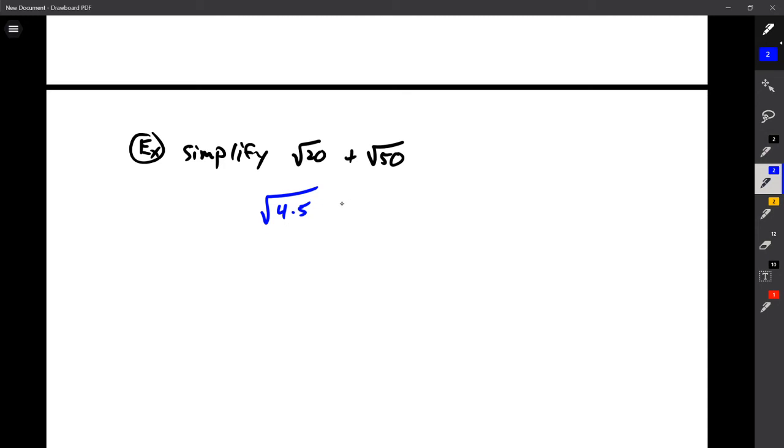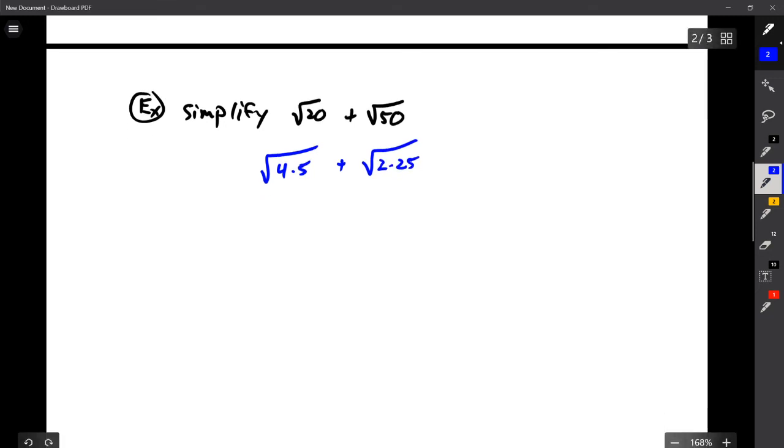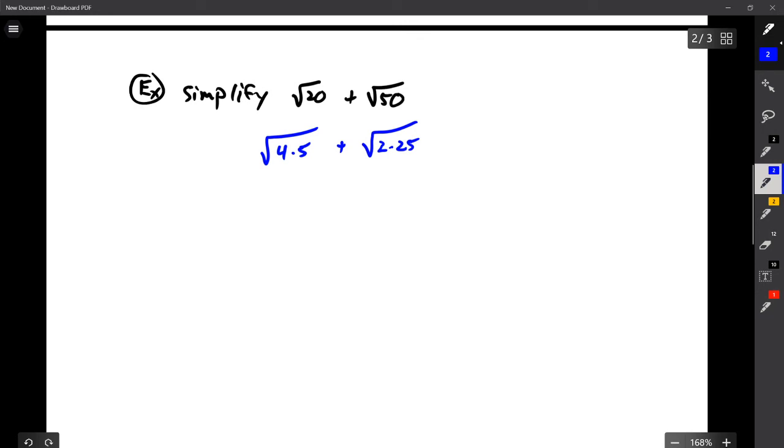And then plus the square root of 50, which we could say is 2 times 25, right? 2 times 25. And let's see what can happen here.